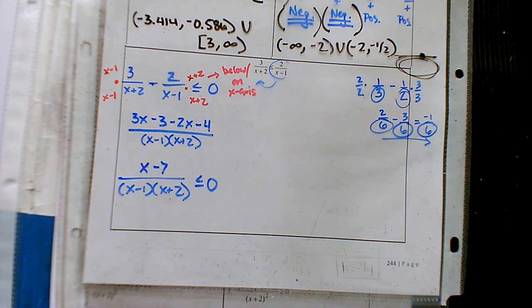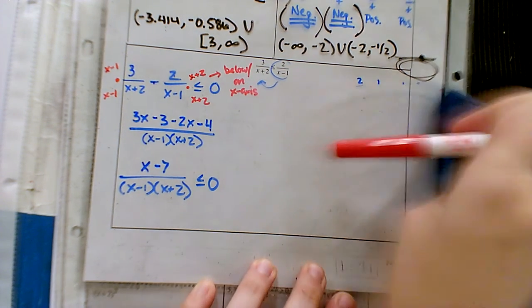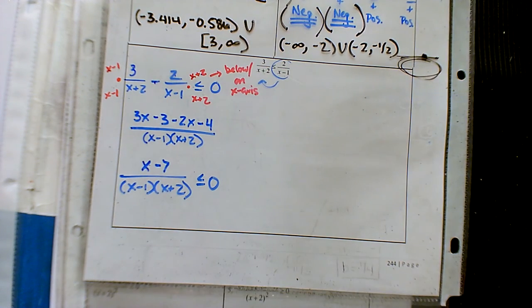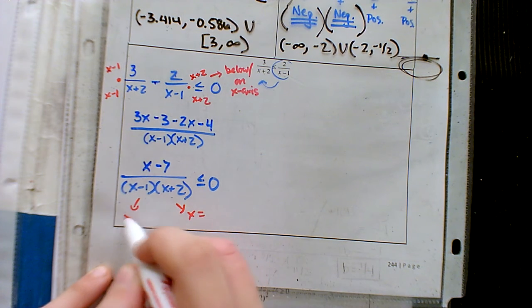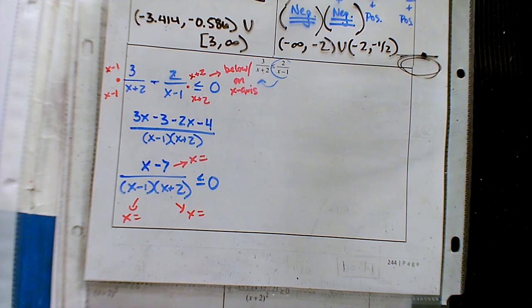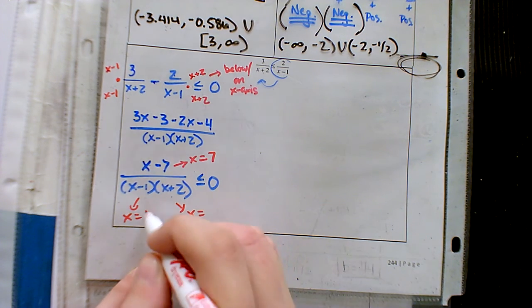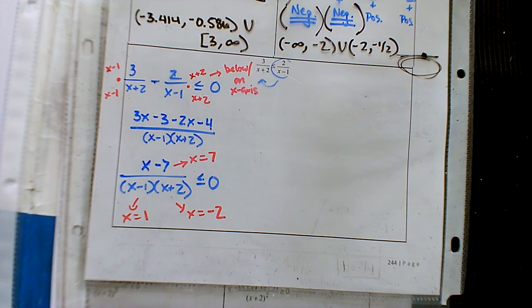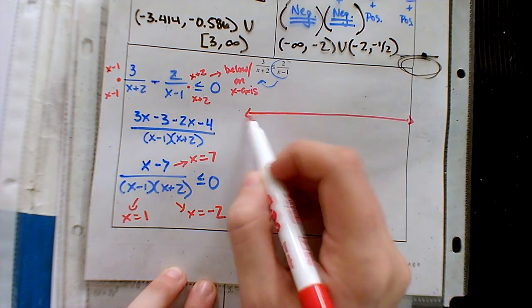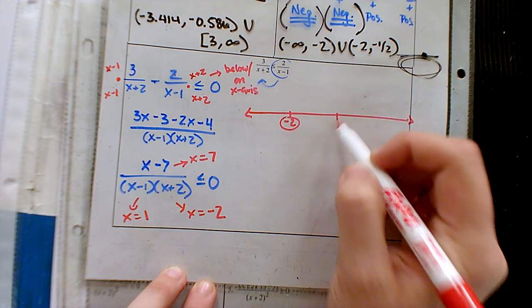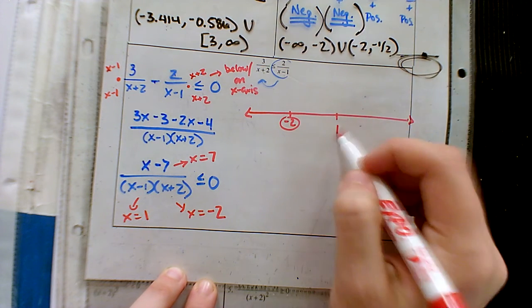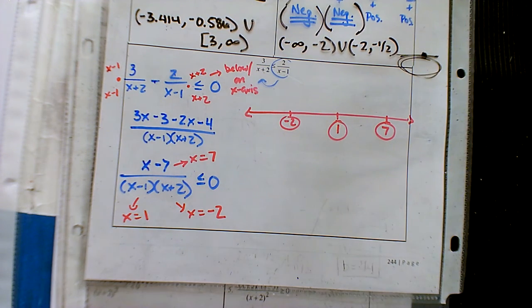Can we find those special numbers? What makes the top 0? What makes the bottom 0? X equals, can we find them? Good, Alex? 7. 1, and -2. There we go. Okay, so in terms of our number line, we're going to use those to break it up in order. So -2, 1, and then 7.